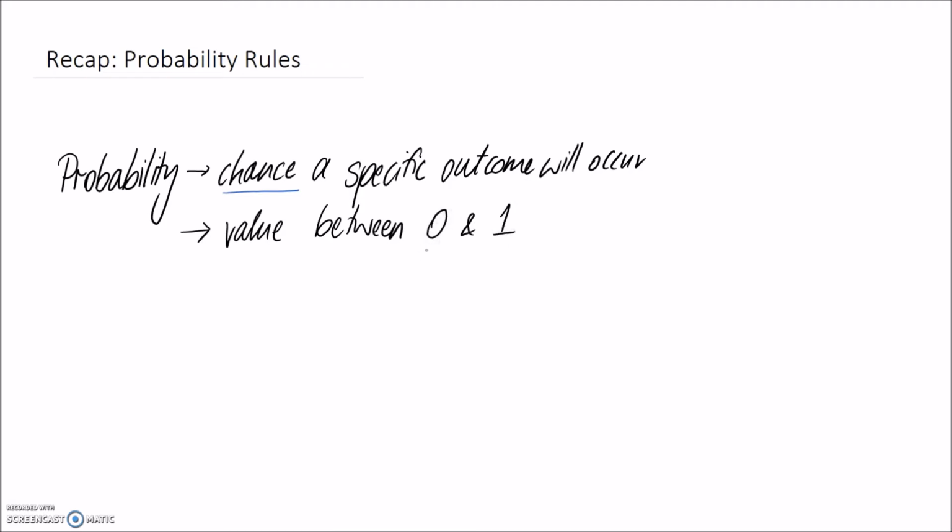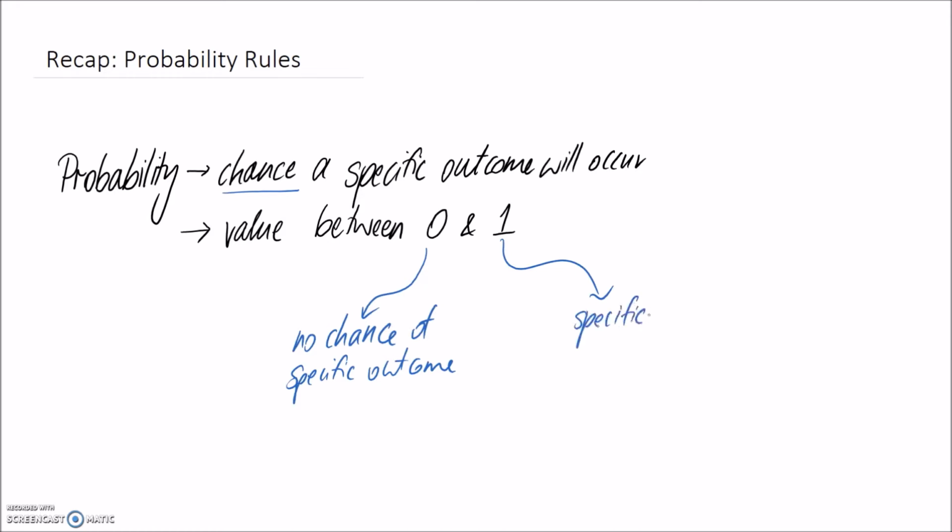If you end up with a probability of 0, that tells you there's no chance of your specific outcome occurring. On the other end, if you have a value of 1, that means your specific outcome will always occur. And that means if you have a value between 0 and 1, there is some chance it will occur and some chance that it won't. And that tends to be what we're interested in.